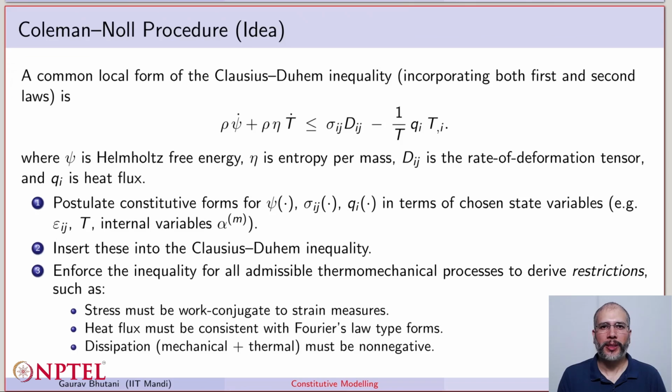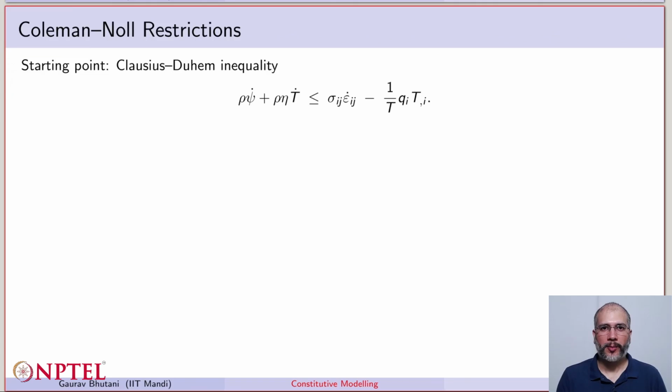And the equation that we get provides us with restrictions such as these. So let's actually do the exercise and see what restrictions we get. This is our starting point. This is the Clausius-Duhem inequality in the modified form.